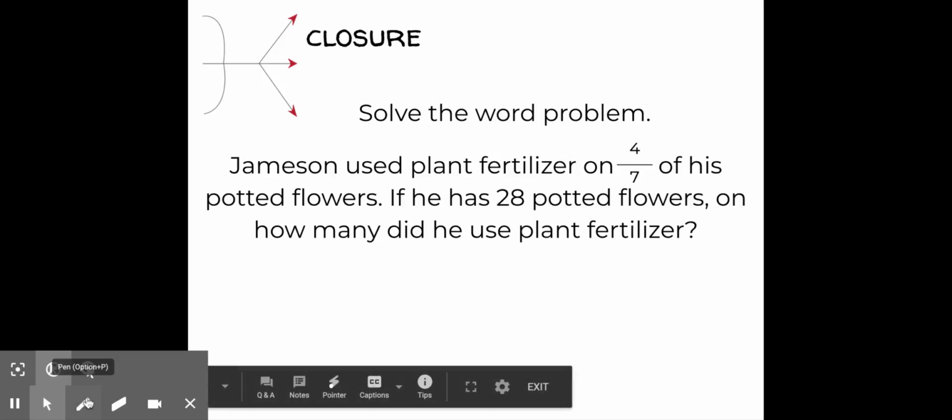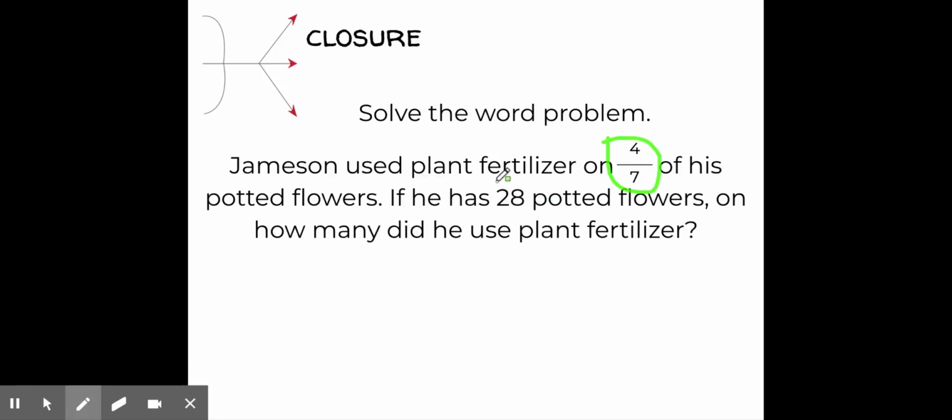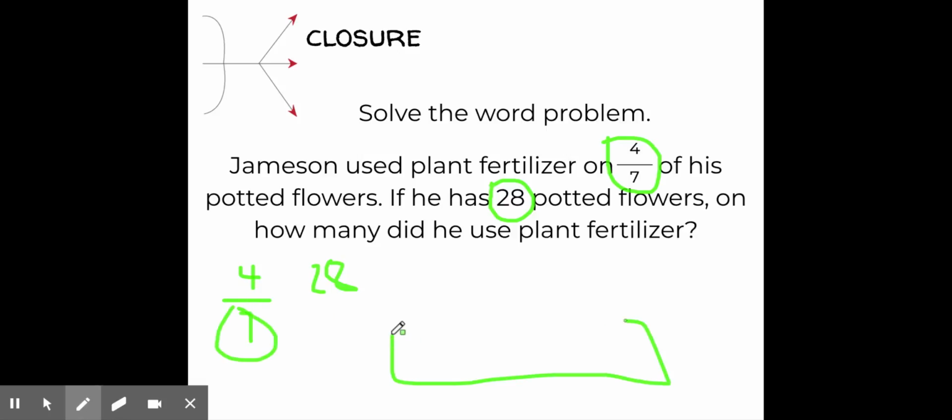So let's take a look here. We have 4/7. He used plant fertilizer on 4/7 of his potted flowers. He has 28 in total. So what is 4/7 of 28? My denominator is 7. My whole number is 28, so I'm going to divide this into 7 pieces.